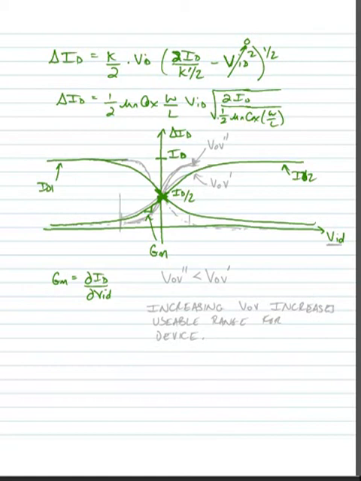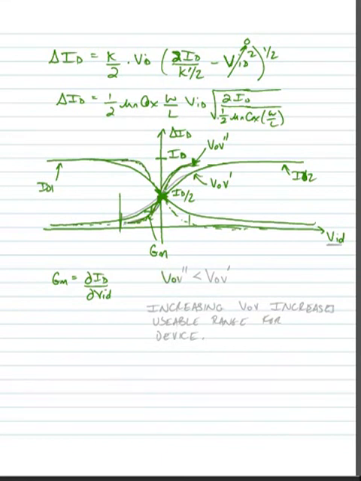So if we define a different overdrive voltage, in other words by changing the size of the device or the bias current through the device, we could get a different slope of this curve. And we would note that this VOV prime here would yield this steeper curve or larger GM. Causes the usable range for the device to be smaller. So we can only use this device where we have this fairly linear relationship.